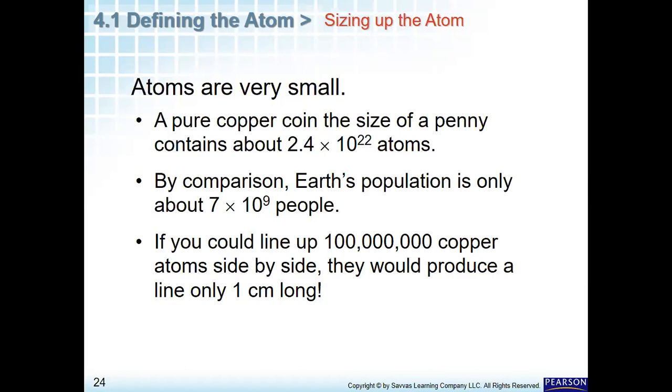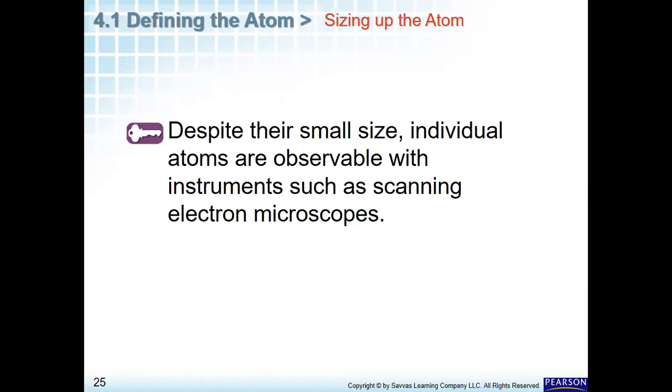On the other hand, if you put 100 million copper atoms side by side in one line, you will get only 1 centimeter in length, and that's too small to see, and you understand that the atom is tinier than you expect. So despite their small size, individual atoms are observable with instruments such as the scanning electron microscope. You cannot notice the atom with your naked eye, but that's a different thing. The tool is called the scanning electron microscope, or SEM.